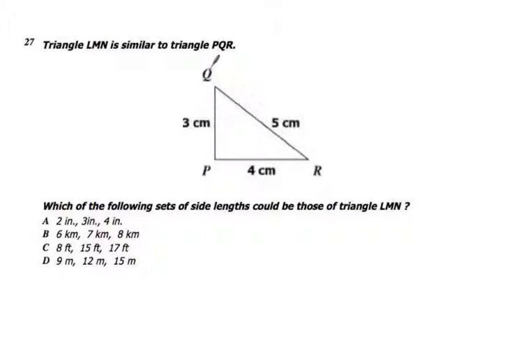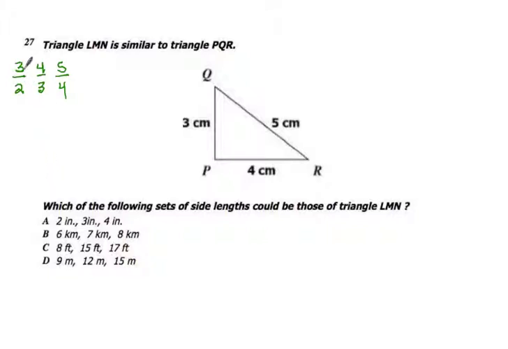Triangle LMN is similar to triangle PQR. Which of the following sets of side lengths could be those of triangle LMN? Well, let's set up our proportion. 3, 4, 5. Let's just do A in green. 2, 3, 4. Remember, if they're similar, they're going to reduce to be the same thing.